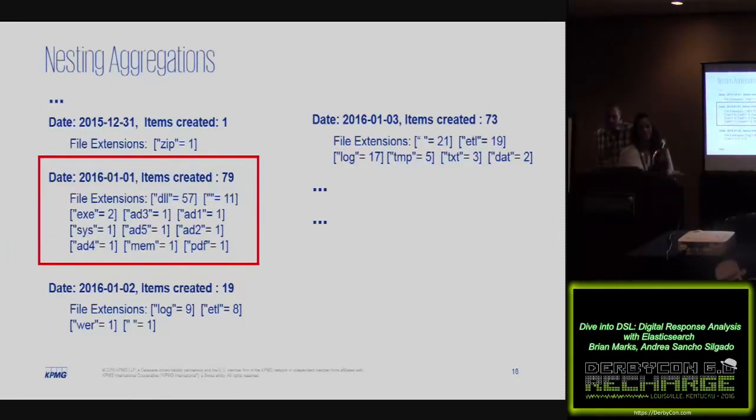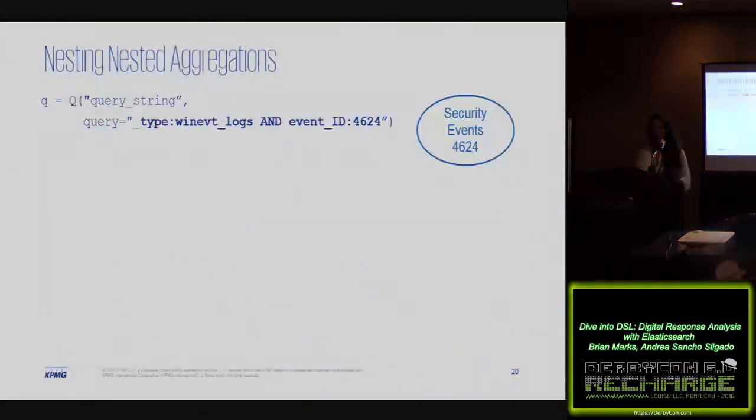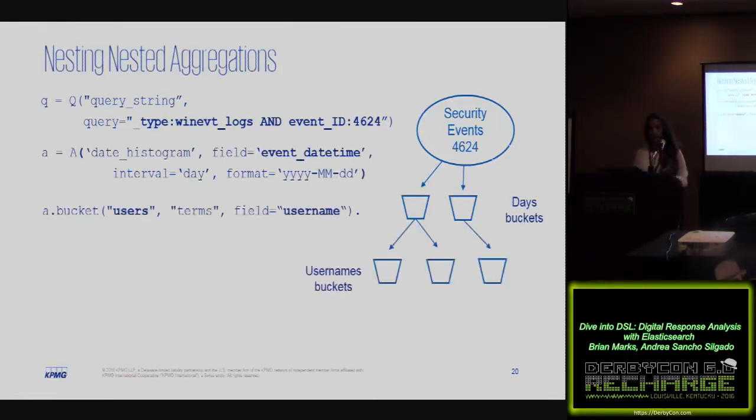Yeah, so we can keep nesting aggregations and answer more complex questions. Like, for example, this is a good one. How many users log into the system per day, which user accounts, and which logon type? So to build that, we're just going to get all the Windows event logs that we have ingested previously on Elasticsearch, and we're going to query on the event 4624. Then we're going to add a date histogram per date. That's the event date. And to that, we're going to create a sub-bucket, a child bucket, based on the username.